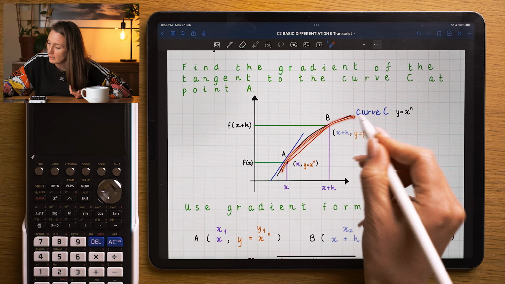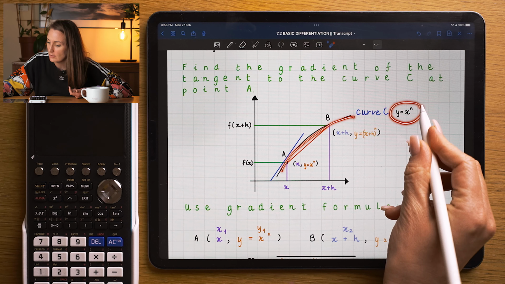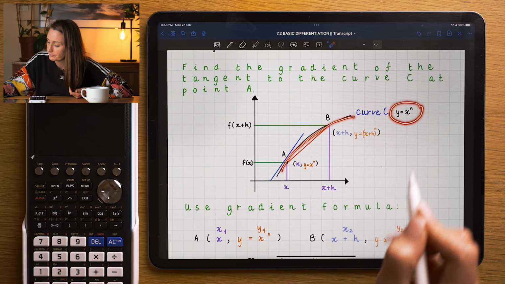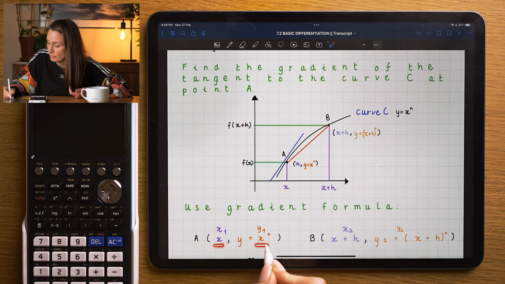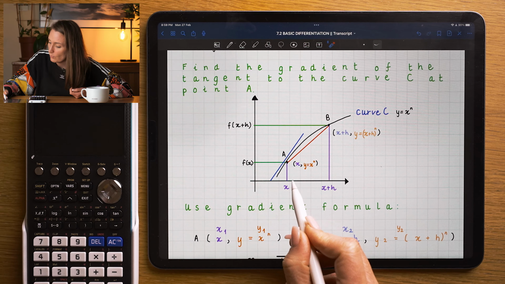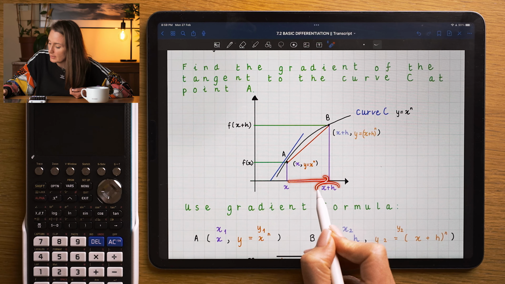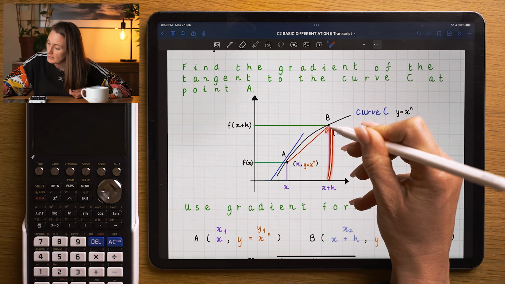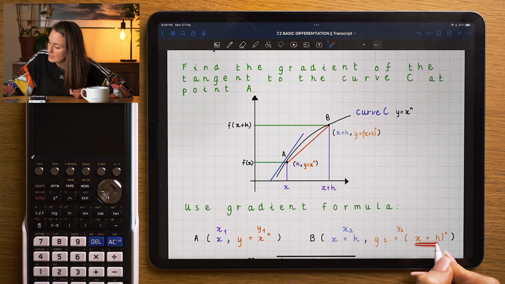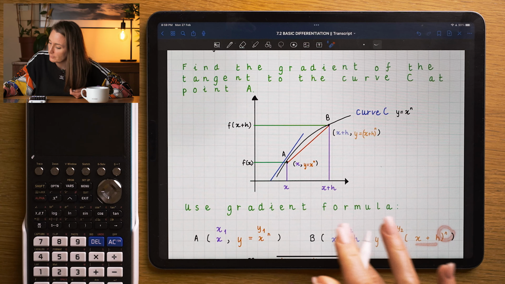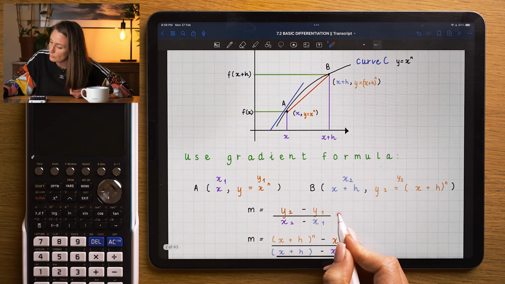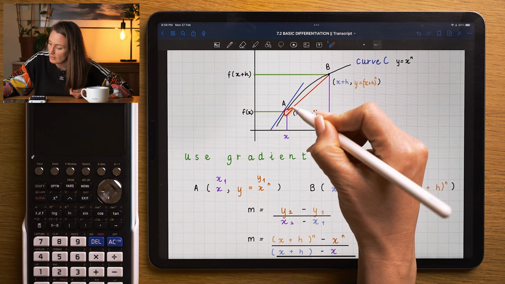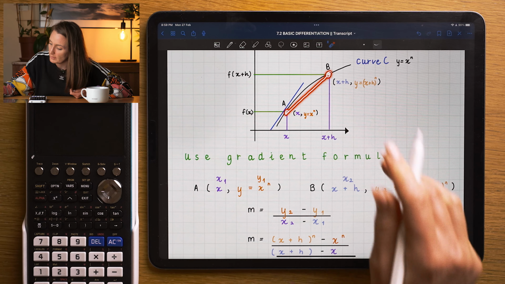The curve we're assuming is y equals x to the n. So that means that we can rewrite the y coordinate. The first y coordinate would be x to the n, and the second coordinate, where we've moved h distance along here, so imagine we've nudged along here by a distance of h, would be in fact x plus h to the power of n. We can put both of these into our gradient formula. So now we're finding the gradient that joins A to B.